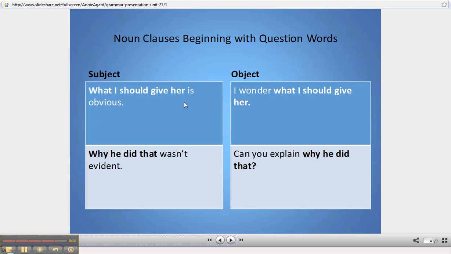What I should give her, subject, is obvious. Why he did that, subject, wasn't evident. Over here, the embedded question is the object. I wonder, subject, verb, object. Here's a question. So I go the verb first and then the subject, and then that's the object of the sentence.